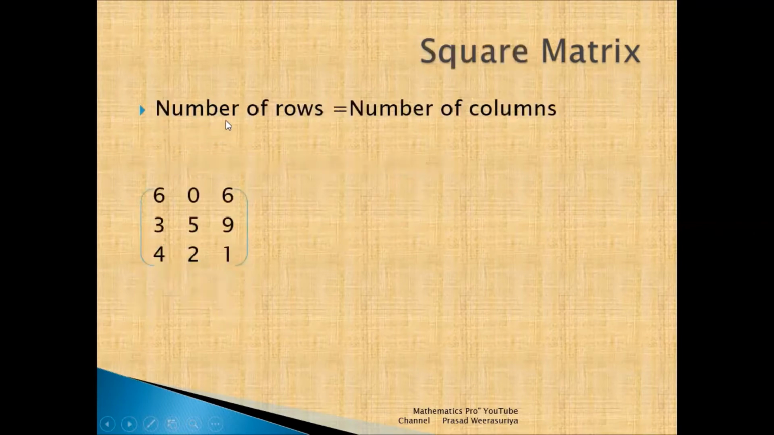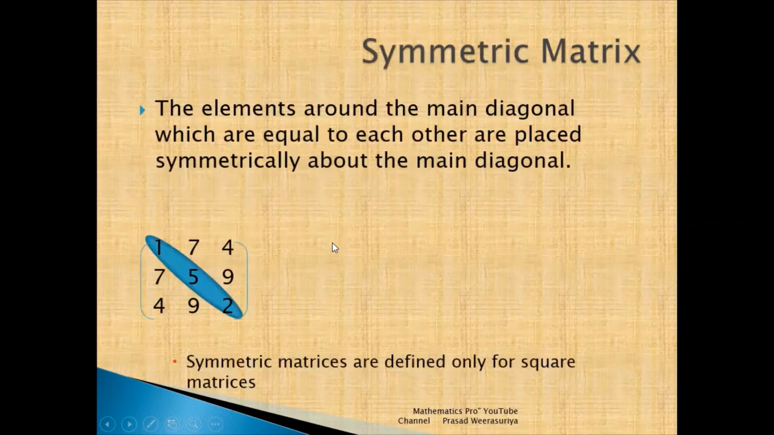Square matrix. If the number of rows is equal to the number of columns, then such matrices are called square matrices. Symmetric matrix. The elements around the main diagonal which are equal to each other are placed symmetrically above and below the main diagonal. Then such matrices are called symmetric matrices.